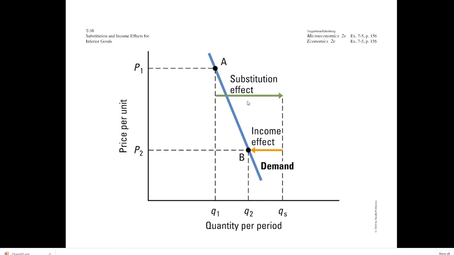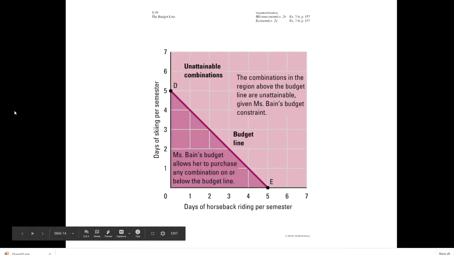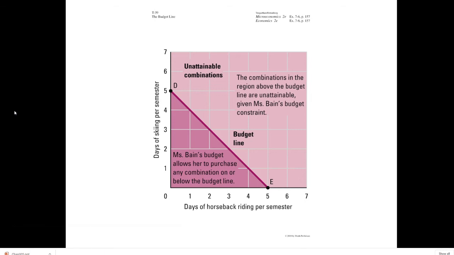We have the substitution effect pushing us from Q1 all the way out to here, but the income effect brings us back. So the substitution effect has a great push out, and then the income effect will bring us back. We're still at a greater quantity. We're still at Q2. All right? That leaves us, or brings us to, what we call indifference curves.